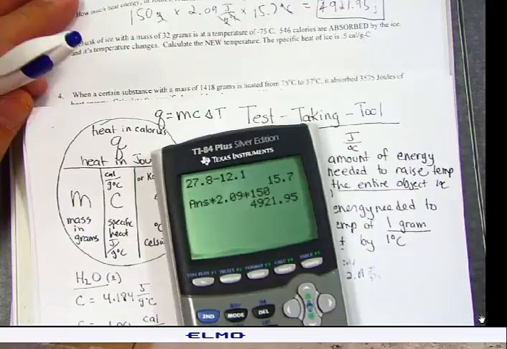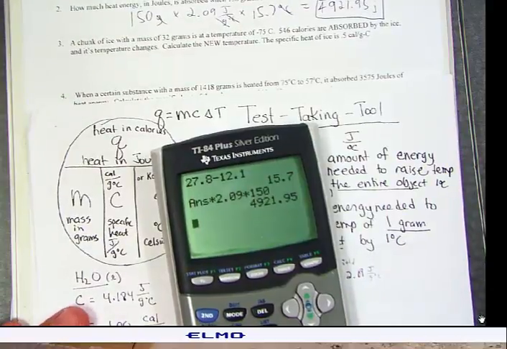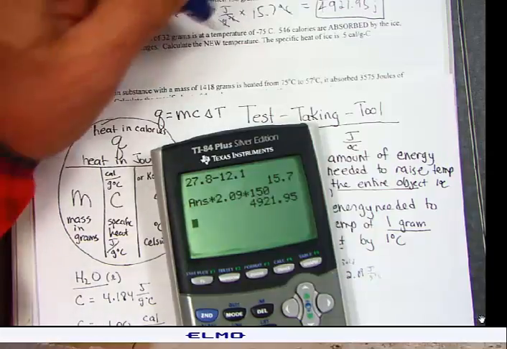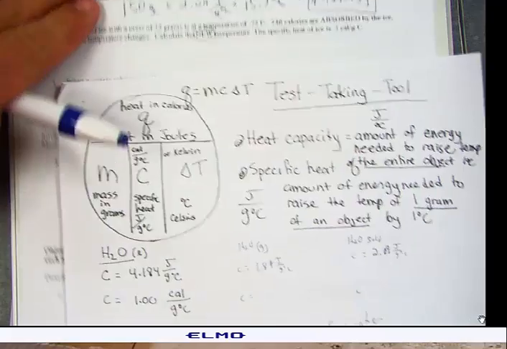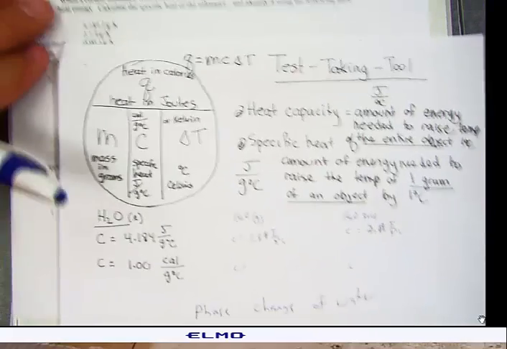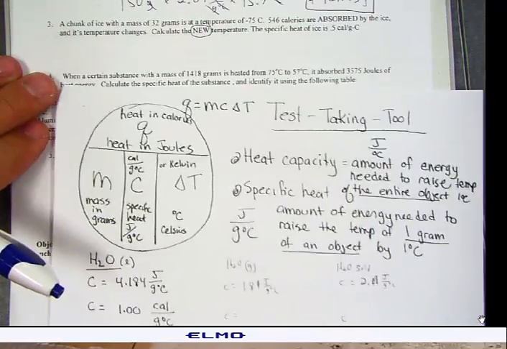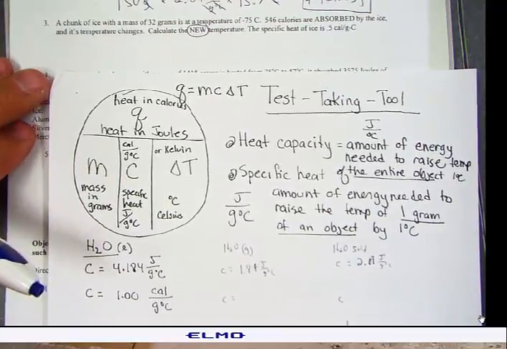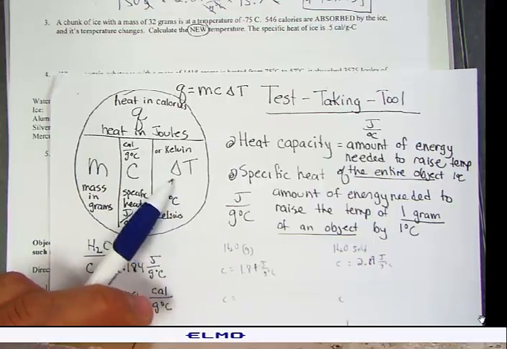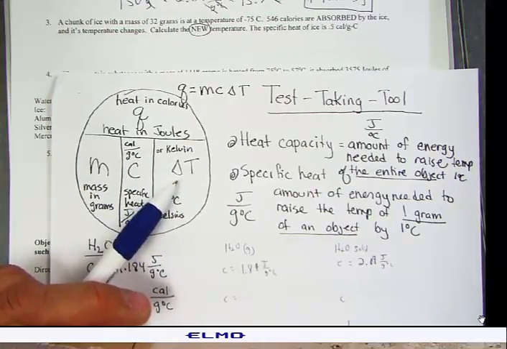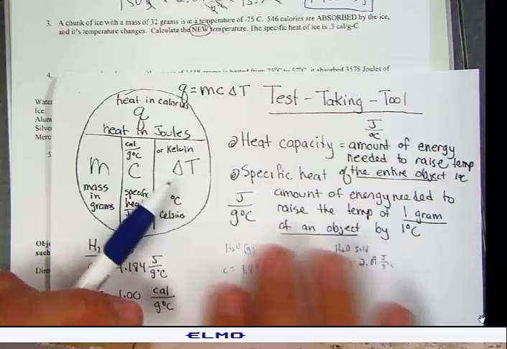The next one, a chunk of ice, is at a temp of -75. We're going to put 546 calories into it, which the ice is going to absorb to make it warmer. And we have to calculate the new temperature. There's simply no place to put the new temperature on this round little buddy. But what we're going to have to do is figure out the change in temperature and then bring it one more step. Delta T means a change in temperature.